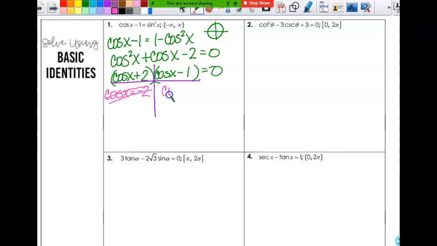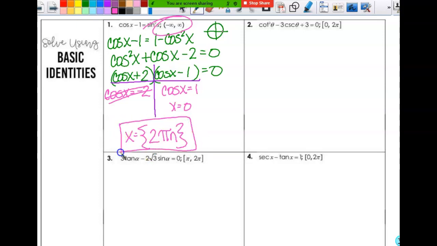Then over here, cosine x equals 1. Around my circle, I know that cosine x equals 1 at 0 and at 2 pi and 4 pi and 6 pi and negative 2 pi and whatnot. I'm just going to put my 0 because I'm going from negative infinity to infinity. Because of that, I would have whatever my angle is plus 2 pi n. Well, my angle is 0, so this is just 2 pi n. Okay. Any questions at all?